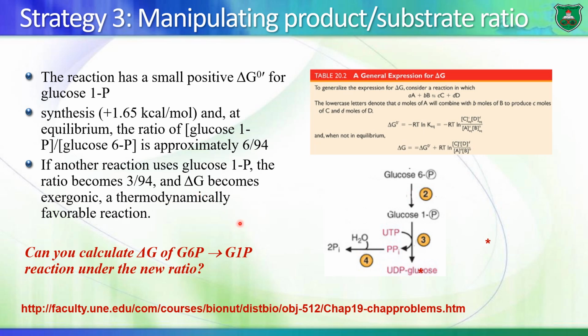It becomes thermodynamically favorable. So, can you calculate delta G of the reaction G6P to G1P under the new ratio? Okay, under this ratio right here. Can you calculate delta G? Now, you can do the calculation and you can refer to this website as well.